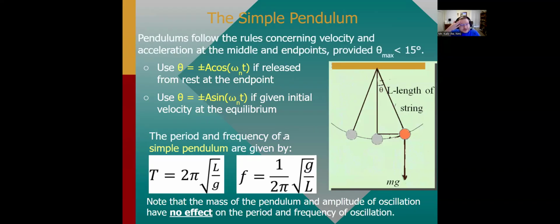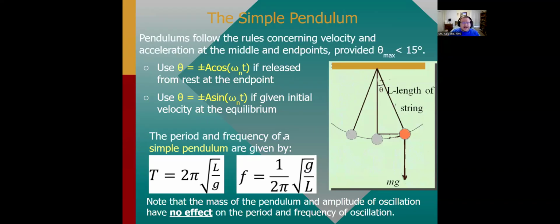All right, pendulums follow the exact same rules concerning velocity and acceleration at the middle and endpoints, provided the maximum angle is less than 15 degrees. To get what we call simple harmonic motion, we have to do something called a small angle approximation. We'll actually derive this and prove it mathematically in Physics C next year. But the math only works out, and this is only approximately true, provided the angle from vertical is 15 degrees or less.